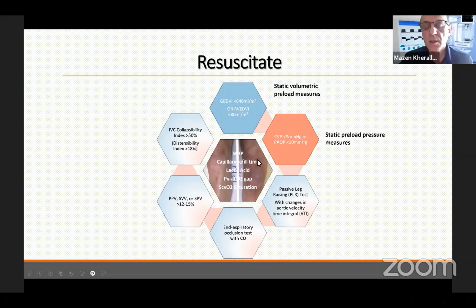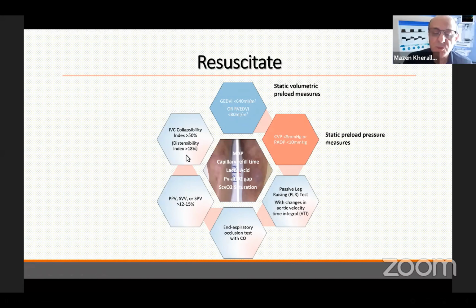Now, in addition to that, you need to have evidence of fluid responsiveness. Okay. And if you go with static volumetric preload measures, you're not going to be able to assess that. But those would be if you have global end-diastolic volume index less than 640, it may mean that your patient is hypovolemic. Right ventricular end-diastolic volume index less than 80. Okay, that is static volumetric, not very good actually. Static preload pressure, actually the CVP is a flip of the coin. If you have a Swan-Ganz and you're monitoring the occlusion pressure, it would be better. If it is less than 10 millimeters of mercury, it may mean that your patient is hypovolemic.